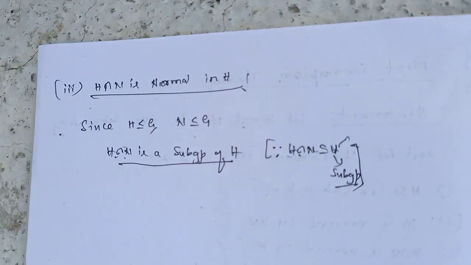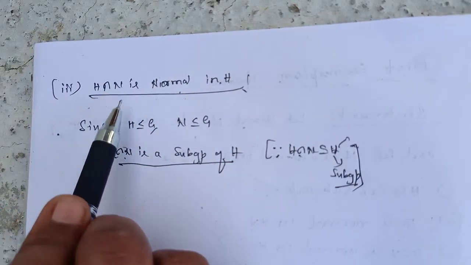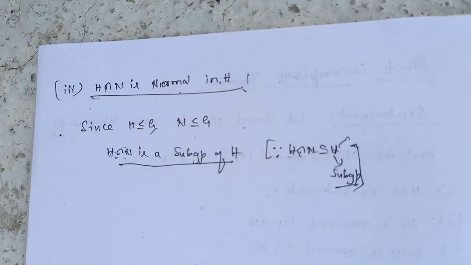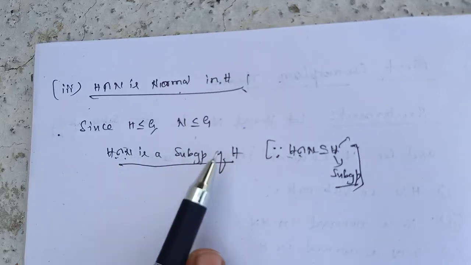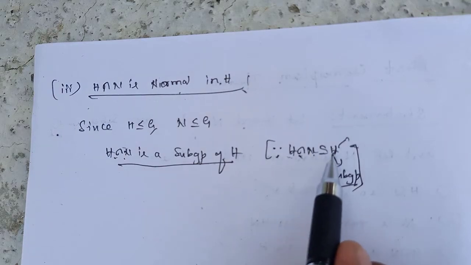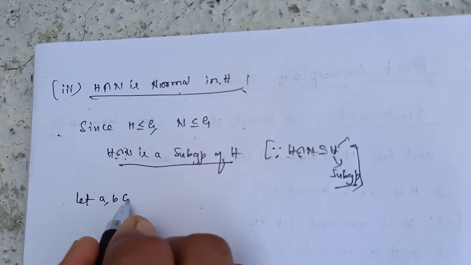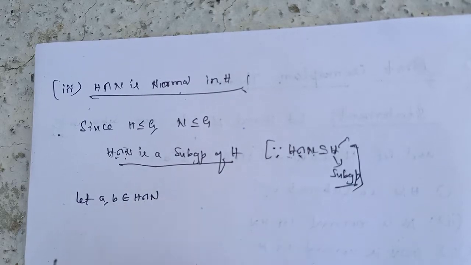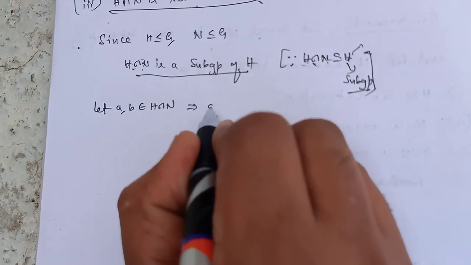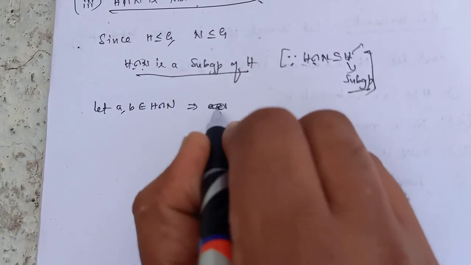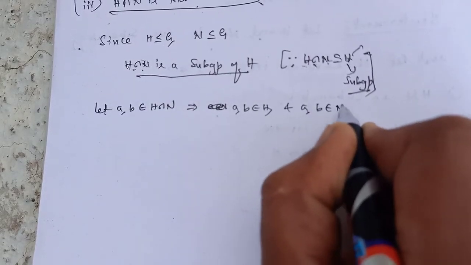Okay, so to say that H intersection N is normal in H, first we need to prove that H intersection N is a subgroup of H. The reason is H intersection N is contained in H. For that, take any two elements, let a, b belong to H intersection N. This implies a, b belong to H and a, b belong to N.